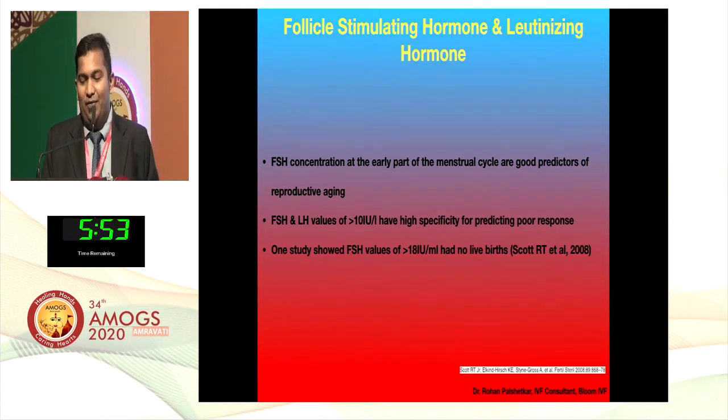But speaking about FSH, you generally do it on day 2. FSH and LH levels of more than 10 are generally predictive of a poor ovarian response. One study has shown that an FSH level above 18 IU has shown no live births.